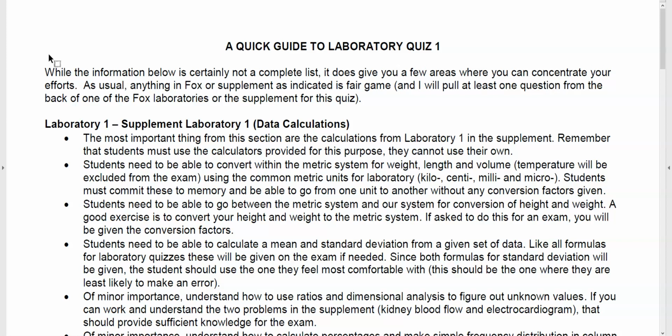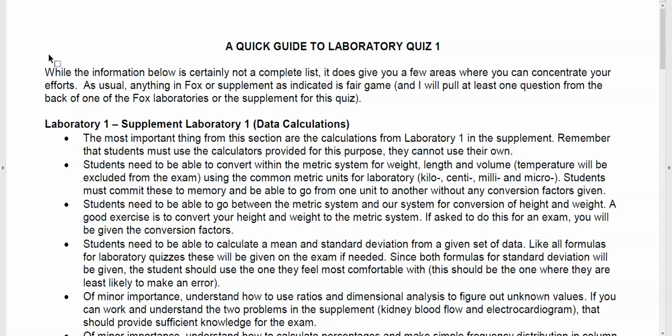As usual, anything in Fox or the supplement, or for that matter, the videos or the slides is fair game, but this guide has been established to help you concentrate the areas where you think you can best spend your time to get the most bang for your buck in terms of studying. I will pull at least one question from the back of Fox or the supplement for the quiz, literally word for word.